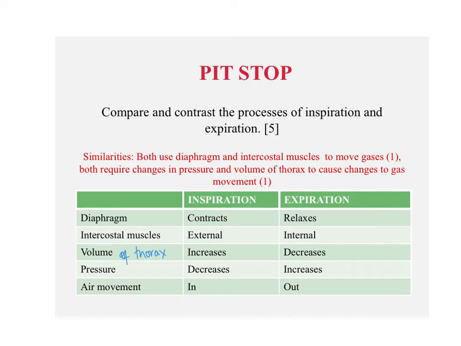So the pressure of the thorax is going to decrease when you inspire, and that's why the gases are able to move in. Conversely, the pressure of the thorax is going to increase for expiration, and therefore air is forced out. Each of those lines is a separate marking point, but you had to have both a mention of what happens in inspiration or inhalation and exhalation for the single mark. So there's a maximum of 2 for the similarities and a maximum of 3 for the differences. If you've got 5 differences, you can still only get a maximum of 3 points.